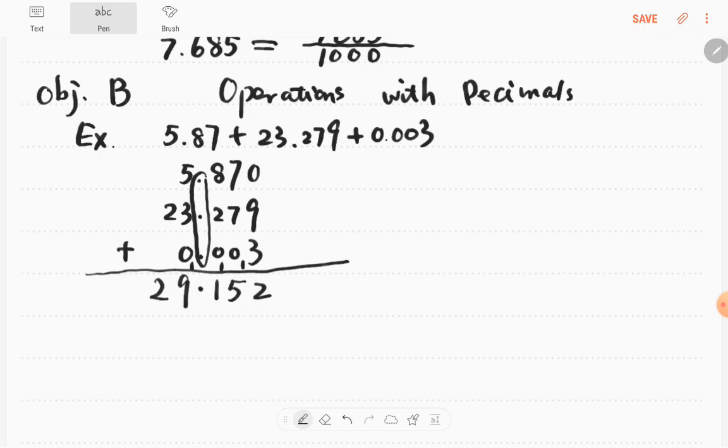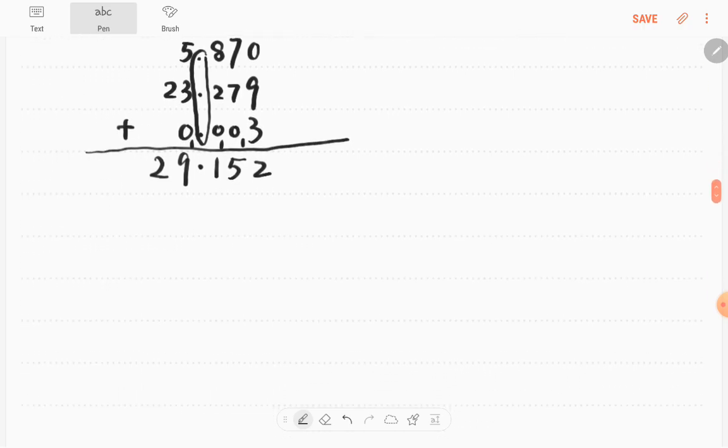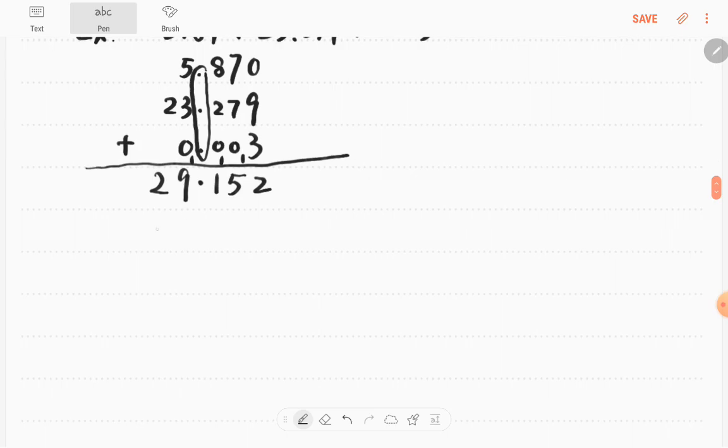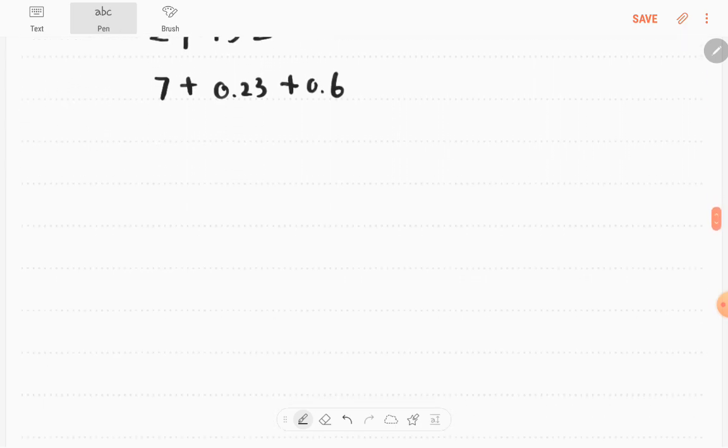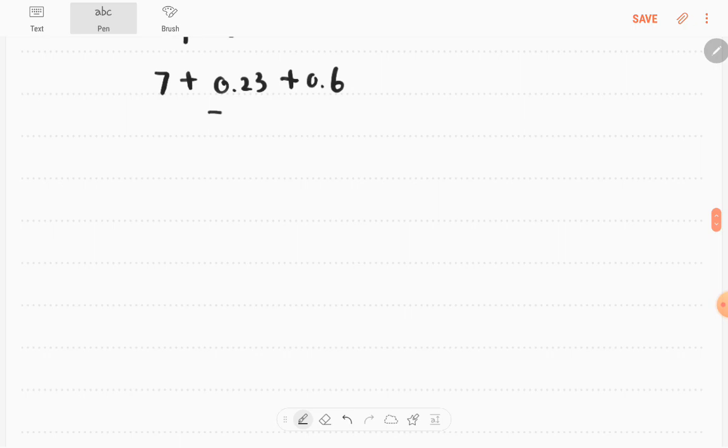After that, the remaining part is just the same rule as addition with whole numbers. Okay, let's check another one. So we can write the answer here. Okay, let's try to do another one. 7 plus... let's do this together. We still use the vertical form. If it's a whole number, then we know we can automatically put a decimal point after it. So 7 is just 7.0, so we can just write 7 point.